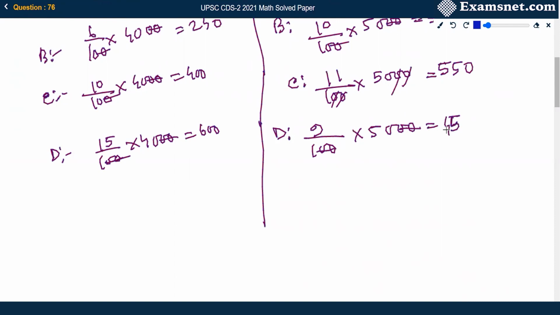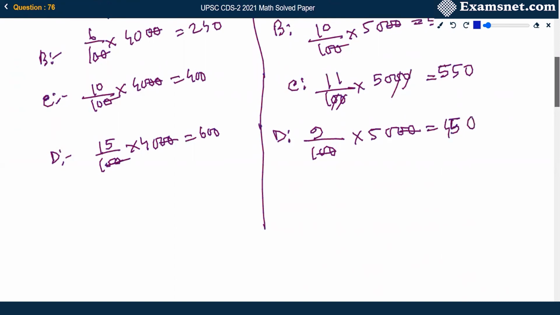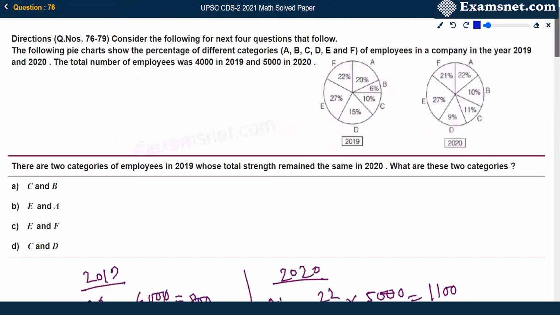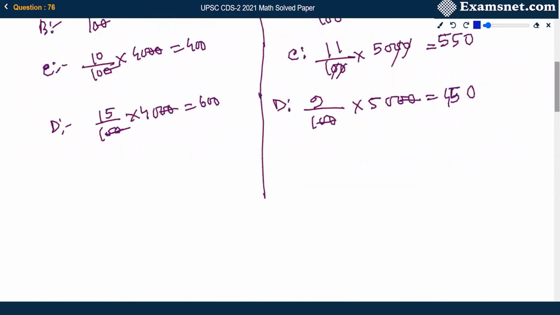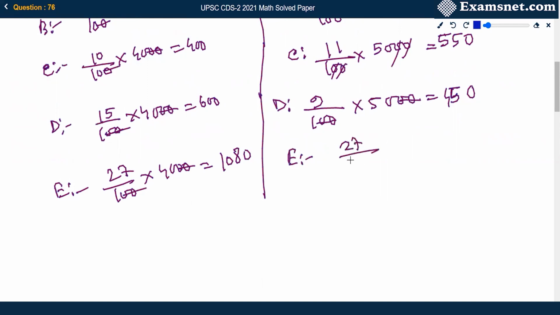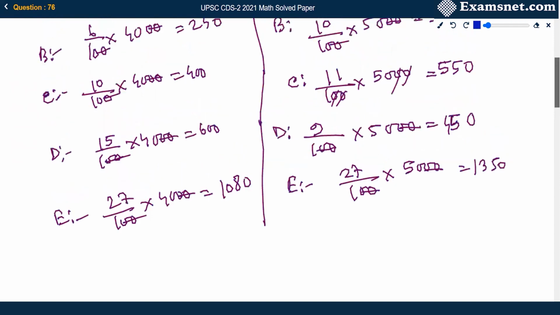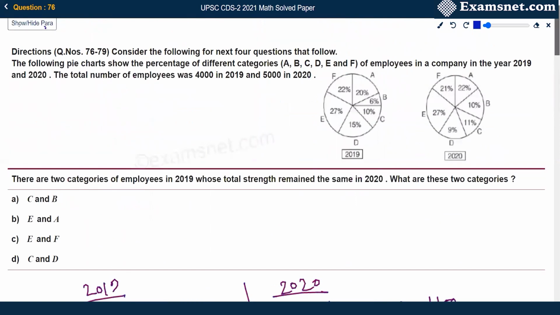Okay, so this is 450. Next, again, they are not same. E is 27%. Okay, E 27%. So here 27%, we will get 1,080. Also, this is 27%, that is 1,350.